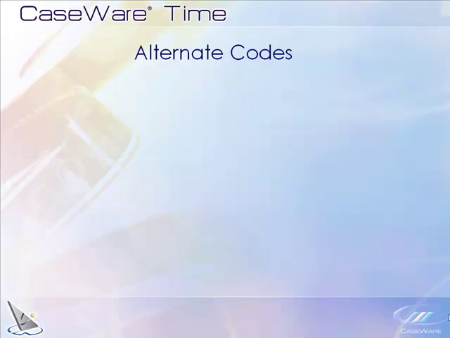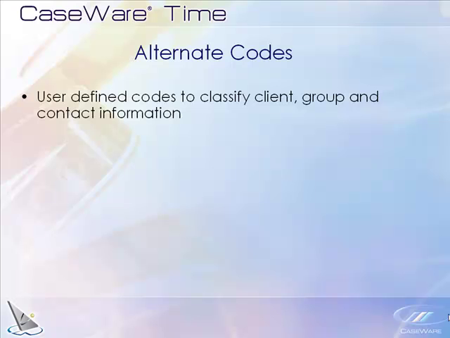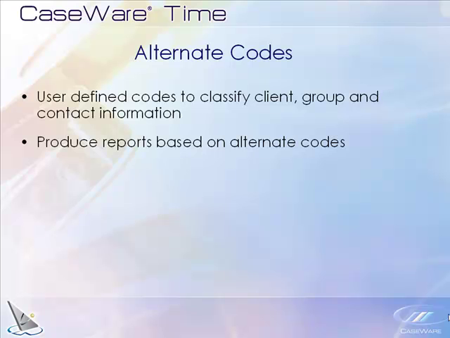Alternate codes are user-defined codes. They are available for classifying miscellaneous client, group, and contact information. Reports can be produced for clients, groups, and contacts that match these alternate codes and/or dates. Each alternate code must be set up by the user.